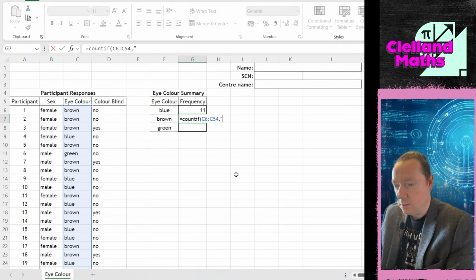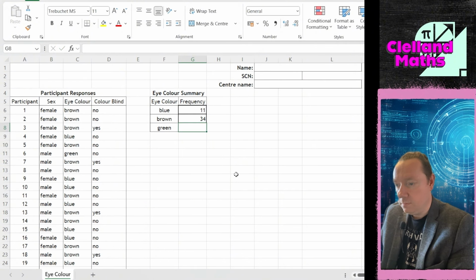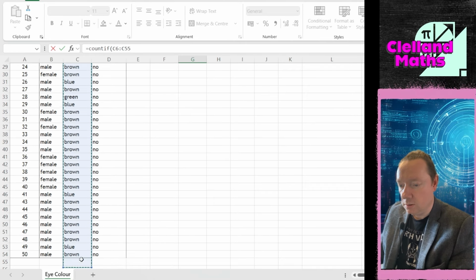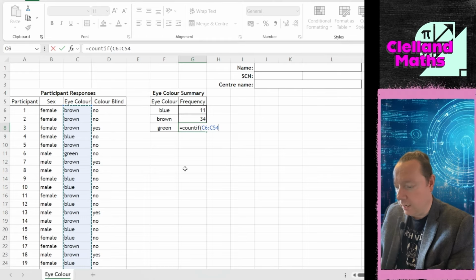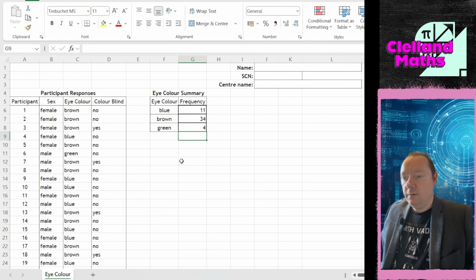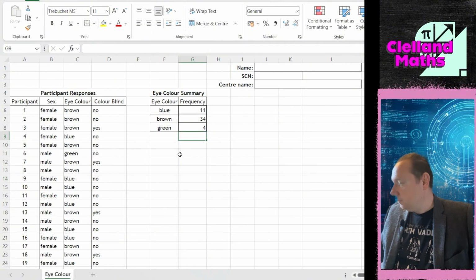And now the word is brown, green, same command again, same range. And now the word is green. And that's it. We've got 11, 34, and 4.